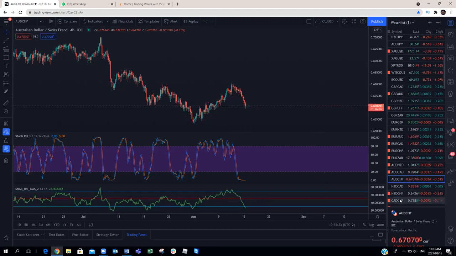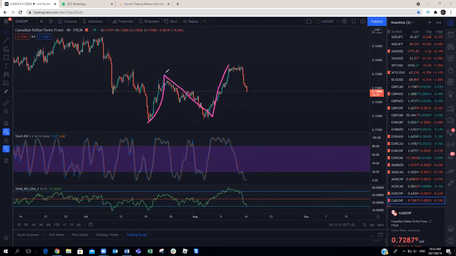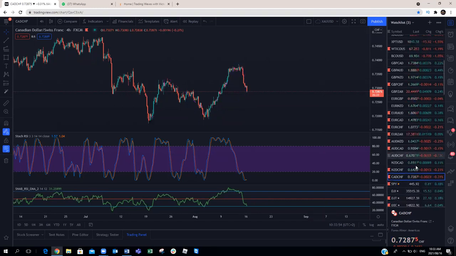CAD Chief, a very similar structure to Aussie Chief, rather Pound Chief. 1, 2, 3, and then downside. Remember, we got this one right here. This was a setup, a blue box setup from last week. We wanted this to get up to this level, and now we are here and we are reversing. No surprises there. Those are all the Chief pairs.